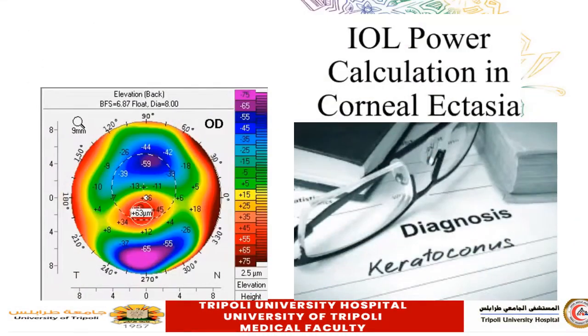Now we come to the second important section, which is the relation between keratoconus and cataract. When you have a patient with keratoconus and cataract and you are planning to do IOL implantation, what are the challenging points and what are the precautions that you have to take care of? And what IOL formula are you using, and what are the parameters? All these points we will discuss in the coming slides.